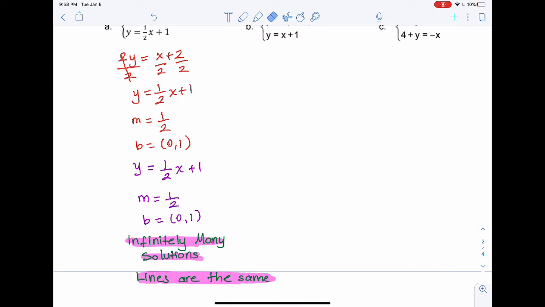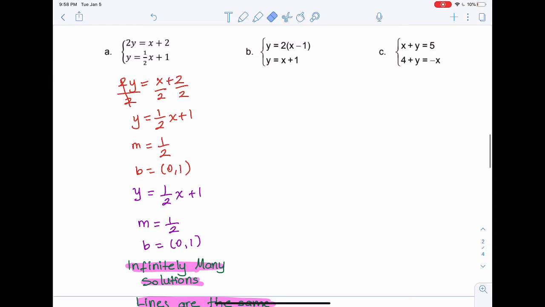Okay, let's continue with the second system. I think it's better to use the substitution method here because y is already isolated. So I'm going to start with substituting 2 times x minus 1 for y in the second equation. So here's our second equation. I'm going to substitute 2 times x minus 1 for y. And I will rewrite the other side of the equation.